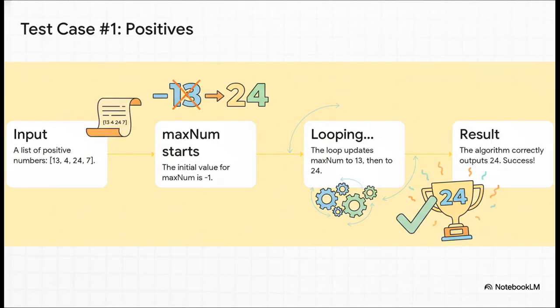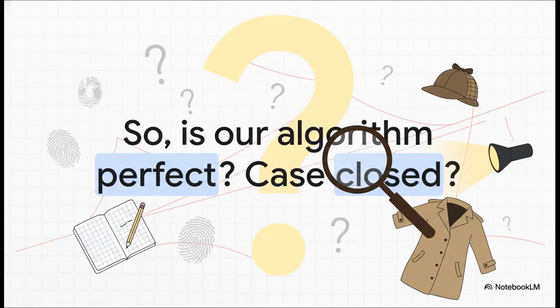So, let's feed it our first test case, a nice, simple list of positive numbers. Okay, maxNum starts at -1, the loop sees 13, that's bigger, so maxNum is now 13. It keeps going, finds 24, that's bigger, so maxNum becomes 24. The loop finishes, it spits out 24. Perfect, it works. Awesome, it worked. So, we're done, right? Algorithm's perfect, we can pack it up and go home, case closed.